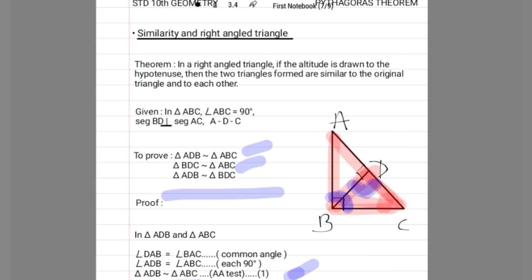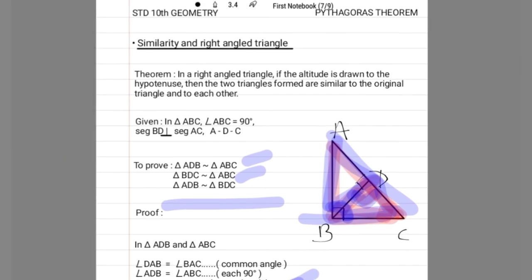You just need to remember that if we draw a perpendicular from a 90 degree vertex to the hypotenuse, then the triangles formed by the perpendicular line, that is these two triangles, are similar to each other, as well as they are similar to the bigger triangle, that is the original triangle. So this is the theorem, and it is not that important. I have said that. Also, it won't be asked in your exams. So let's move to the next topic.